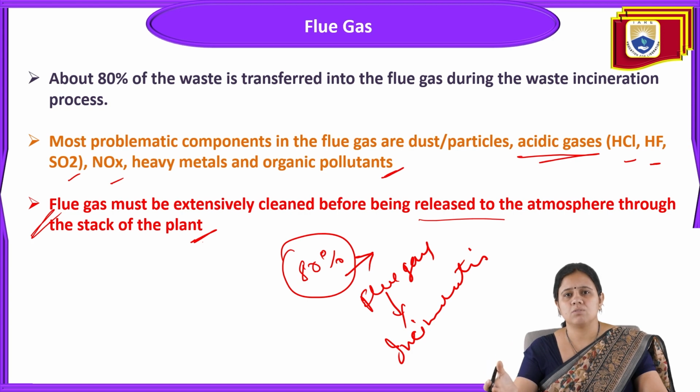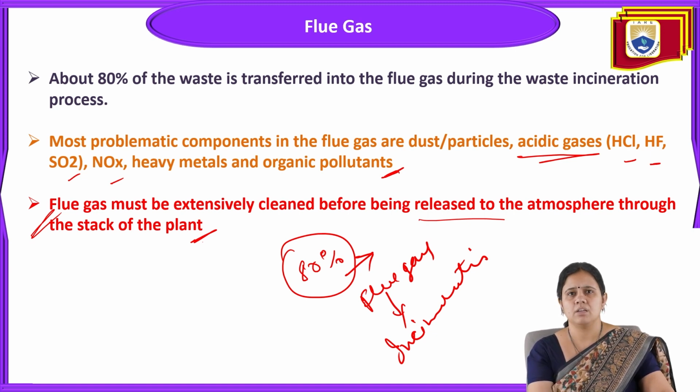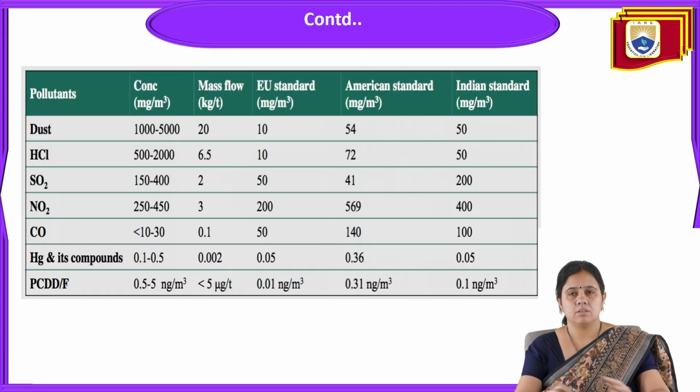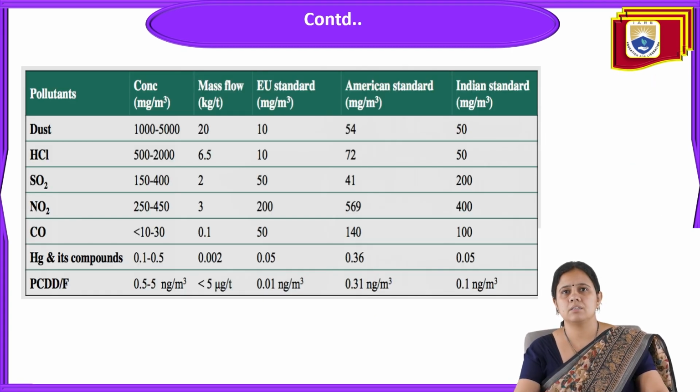Now we'll discuss the devices that are installed for cleaning this flue gas in the incinerator. Their release into the atmosphere is very important, because the flue gas contains all the problematic components: smaller dust particles, acidic gases, NOx, heavy metals, and organic pollutants. It must be cleaned before releasing it into the atmosphere through the stack of the plant.